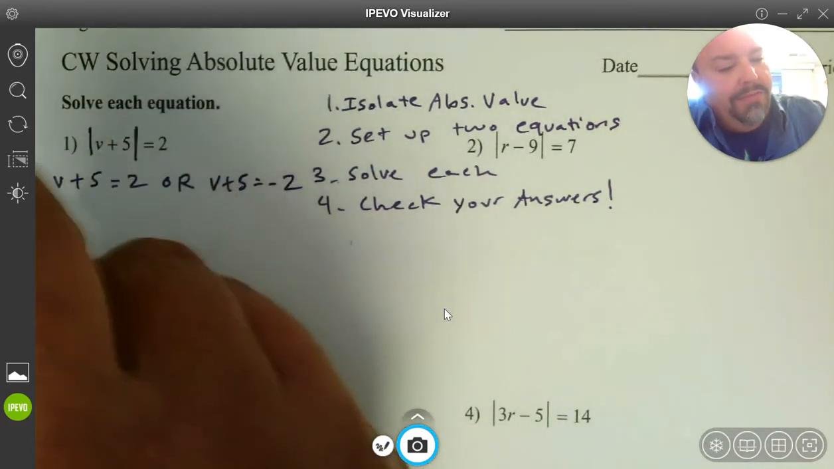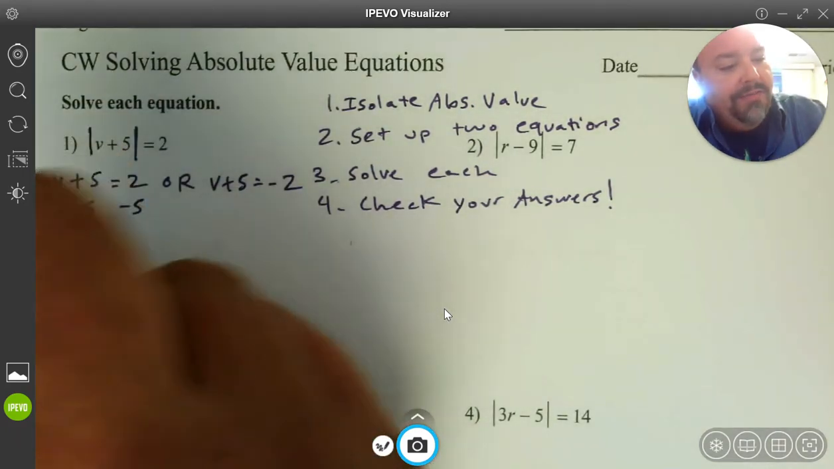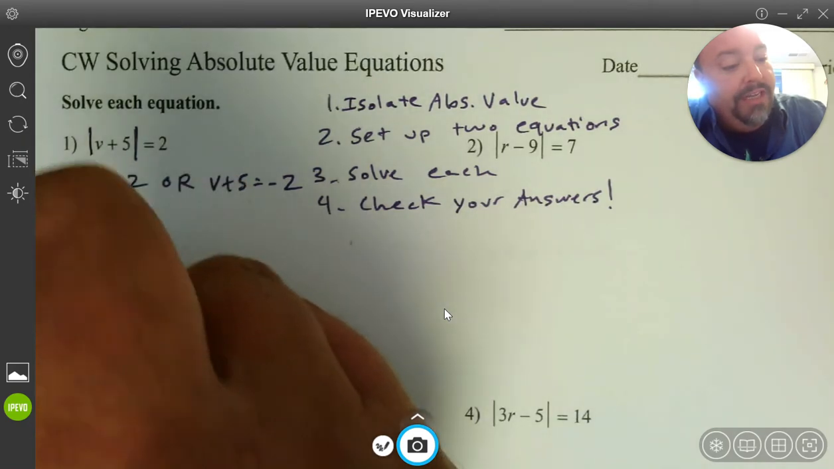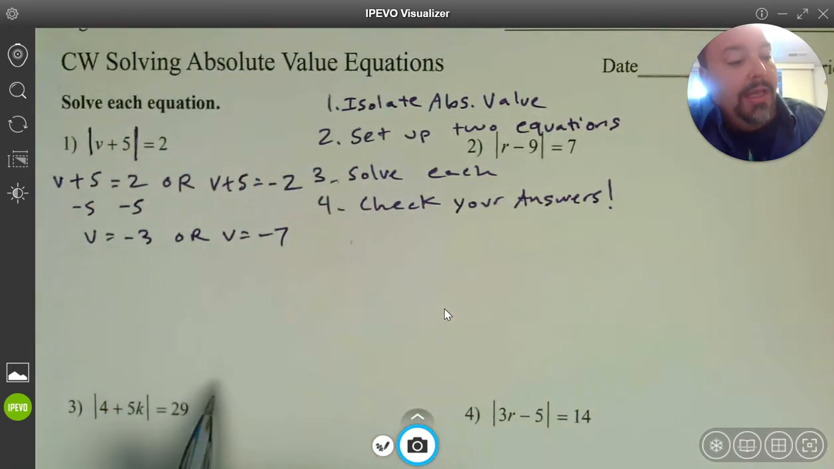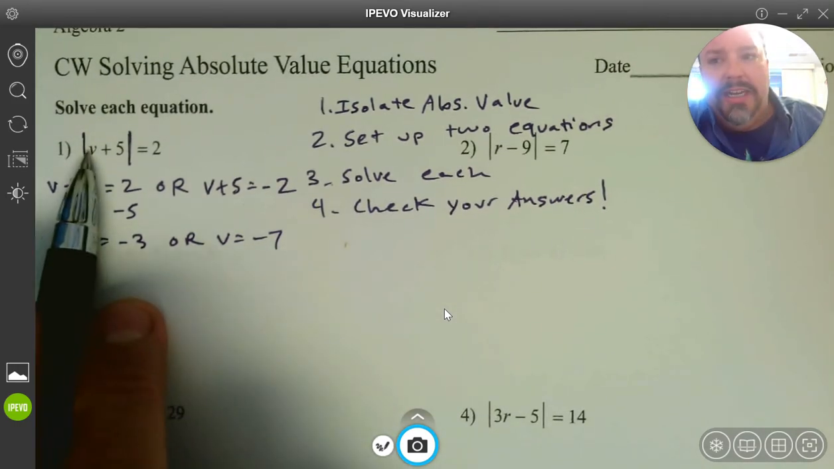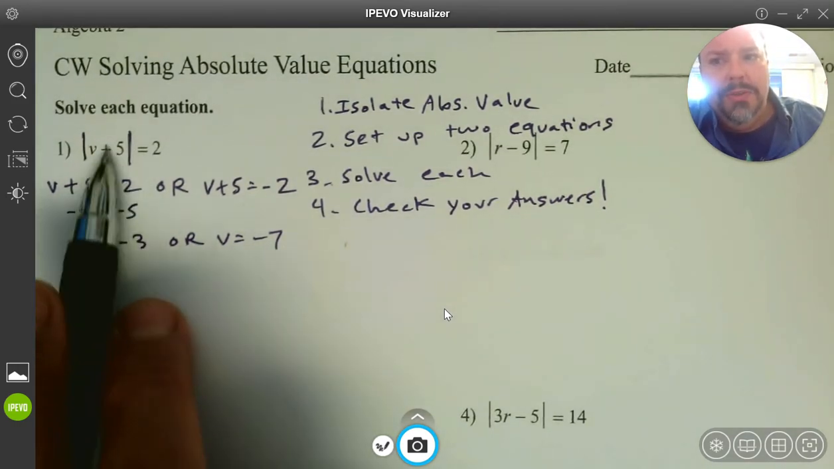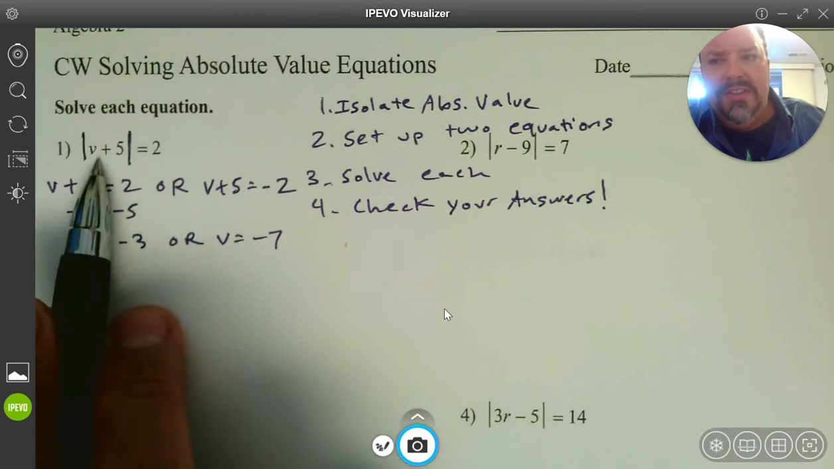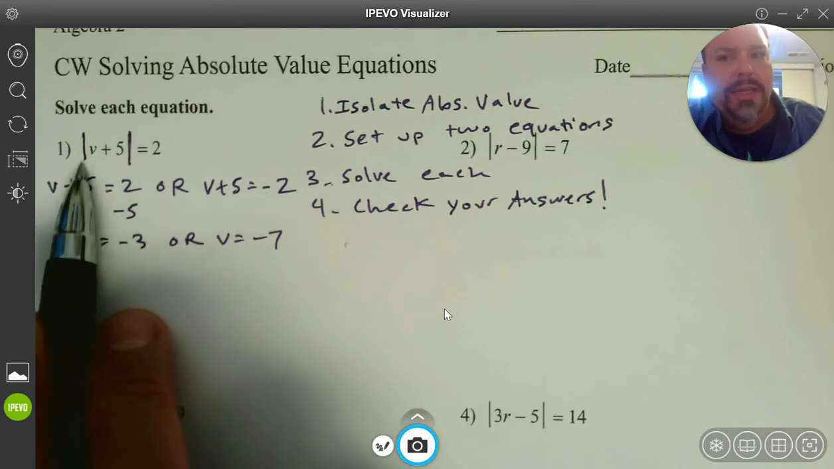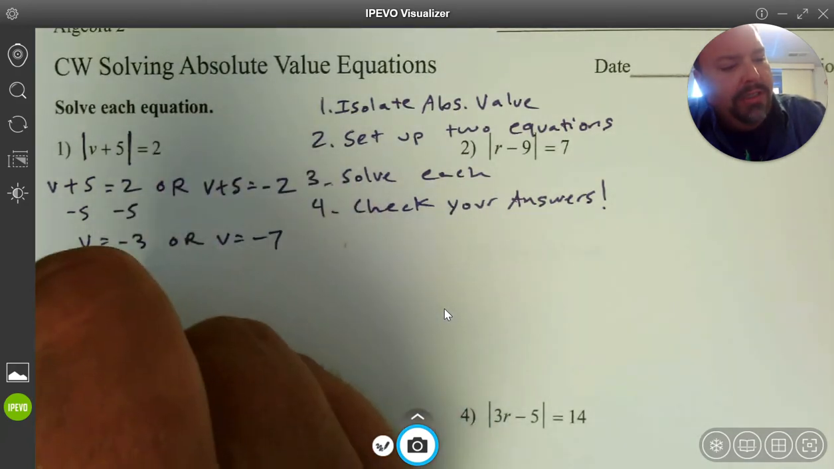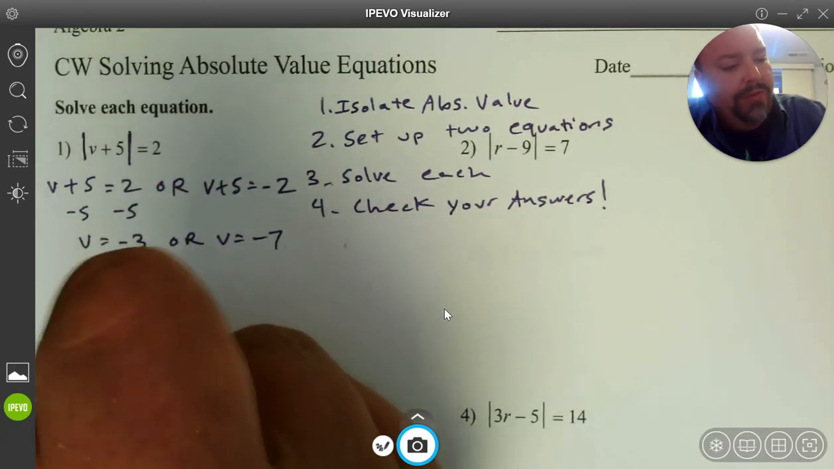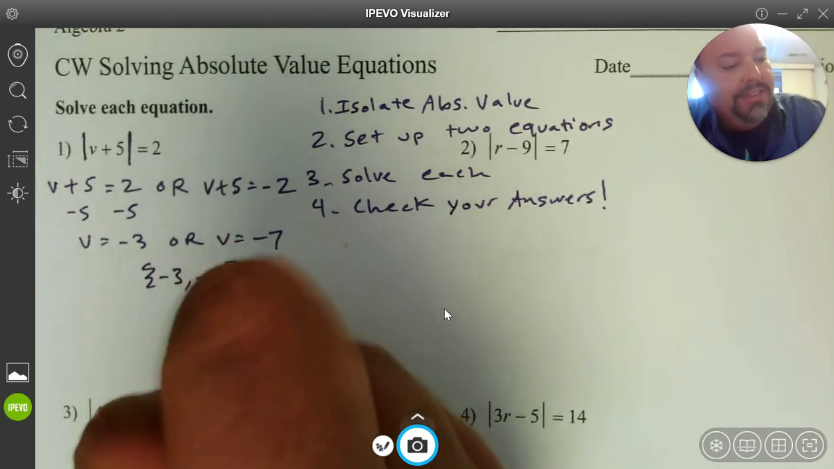We simply solve those. In this case, subtracting 5 from both sides, we have v equals negative 3, or v equals negative 7. And then again, just to make sure, you plug those back in. Negative 3 plus 5 is 2. Absolute value is 2. Negative 7 plus 5 is negative 2. Absolute value is, of course, 2. So, yep, they both work. So you could write it this way, or if you wanted to, you could put it in braces like that.